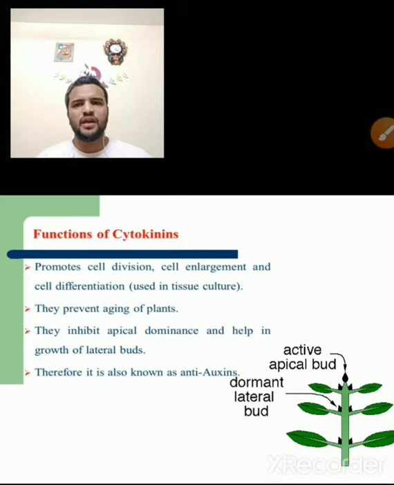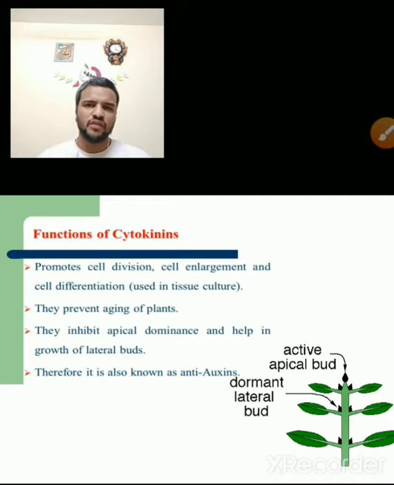They prevent aging of plants, they inhibit apical dominance and help in growth of lateral buds. In the diagram I have shown one apical bud and another lateral bud. The apical bud is active and the lateral bud is dormant, that is inactive.